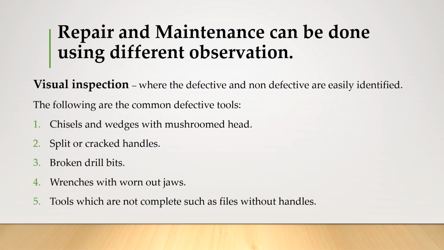With the use of our eyes, which is the visual inspection, where the defective and non-defective are easily identified. The following are the common defective tools. Number 1, chisels and wedges with mushroomed head. Number 2, split or cracked handles. Number 3, broken drill bits. Number 4, wrenches with worn out jaws. And number 5, tools which are not complete, such as files without handles.